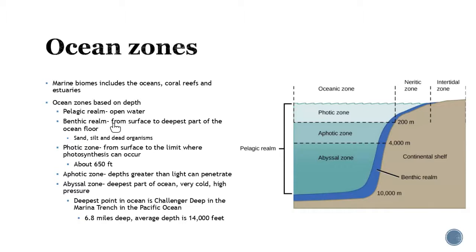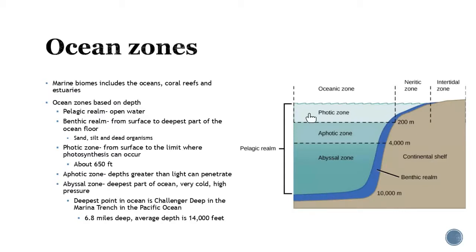Now, then we're going to break it up into some smaller realms there. So the benthic realm is from the surface to the deepest part of the ocean floor. This is where you're going to have the sand, silt, and dead organisms. Now, after that, we break it up into smaller zones. So here's your benthic realm. I might be saying that wrong. I'm sorry. We break it up into zones.